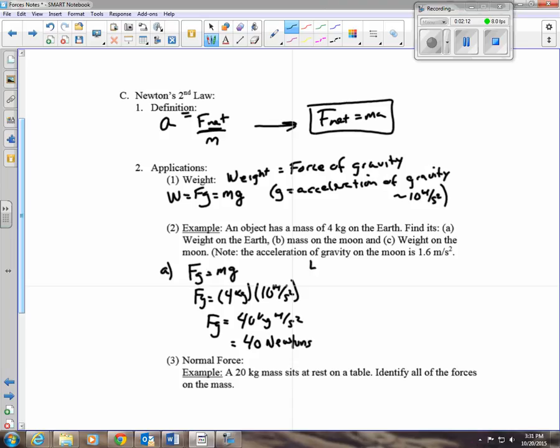Now, for D, mass on the moon. It's a bit of a trick question because mass doesn't change. Mass is not weight. Weight is defined as the force of gravity, so it's going to depend on gravity, where mass is inertia, and it does not change.